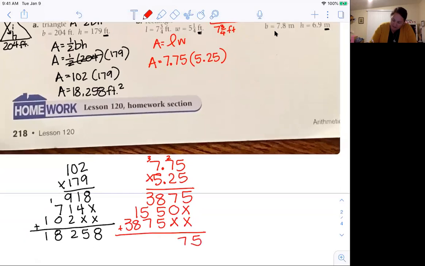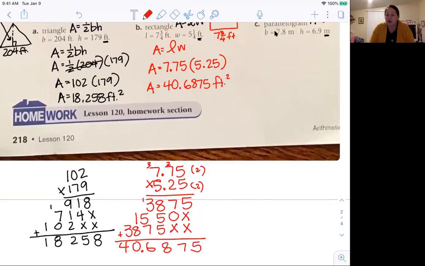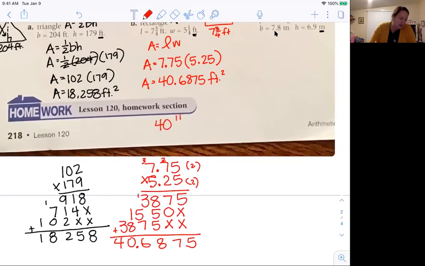I'm going 2, 2, so am I going 4? And did they tell us to round these ones? No, they did not. So you should have gotten area equals 40.6875 square feet. Now, if you chose to do it with fractions and mixed numbers, what you would have gotten is 40 and 11/16, which is 0.6875. Okay.